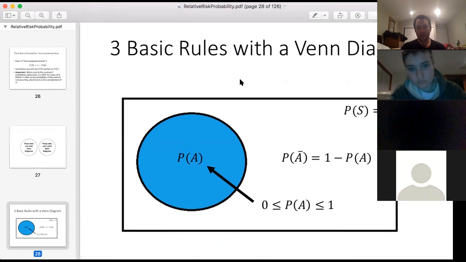So here's how a Venn diagram works: we have the probability of the sample space, which is equal to 1, the probability of A, which is a number between 0 and 1 inclusive, and the probability of not A, which is outside the circle, is 1 minus the probability of A.